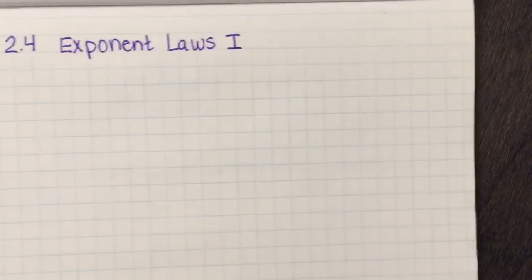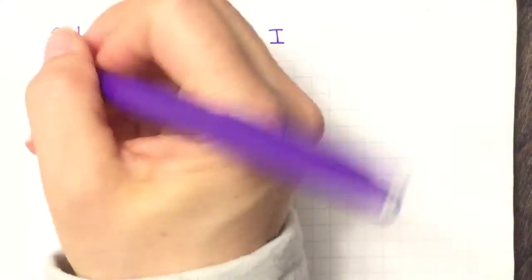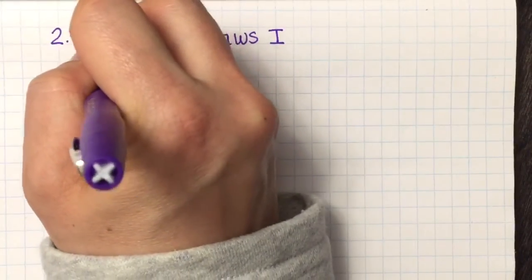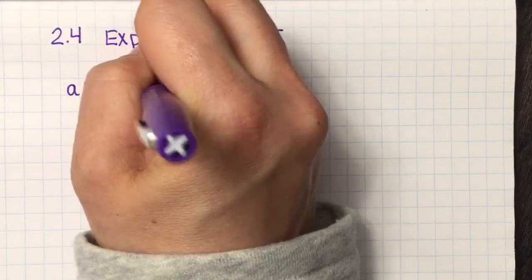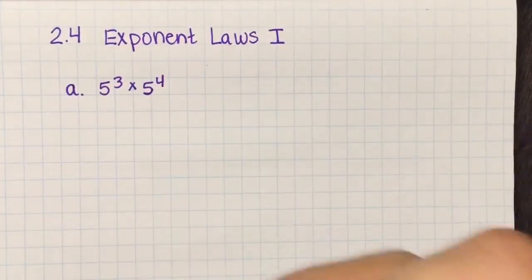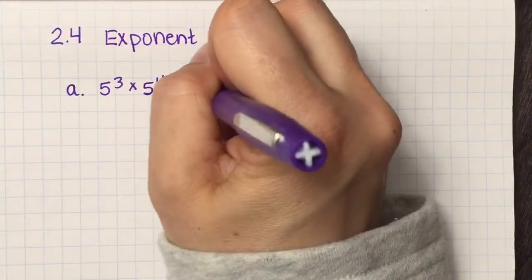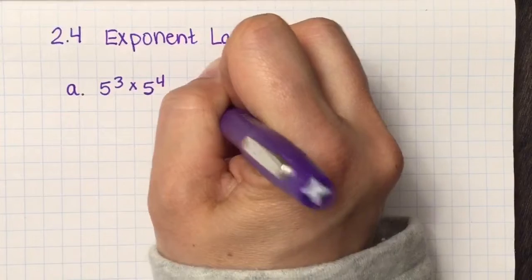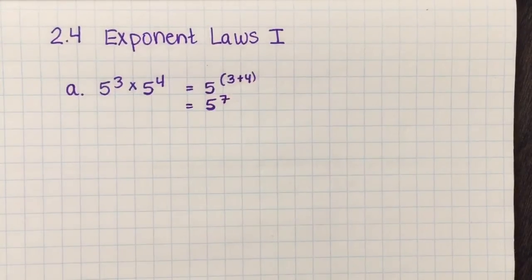Okay, so first example, it says write as a power, okay? So the first one has 5 to the 3 times 5 to the 4, okay? They have the same base, so that's the same thing as saying 5 to the 3 plus 4, or 5 to the 7. Okay, is that okay?